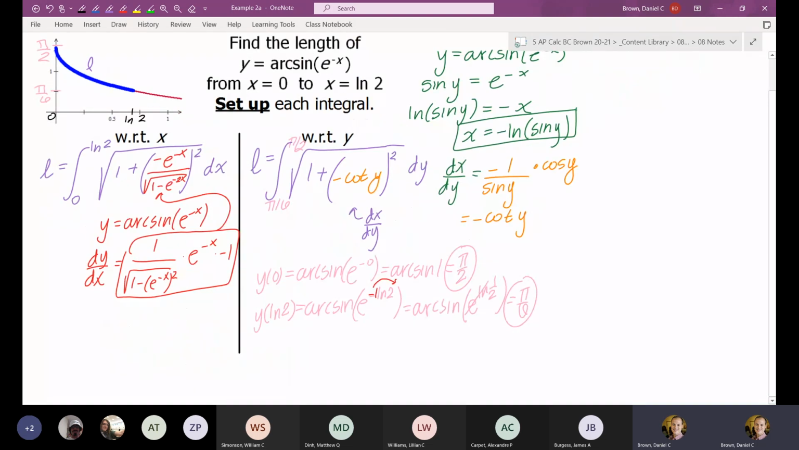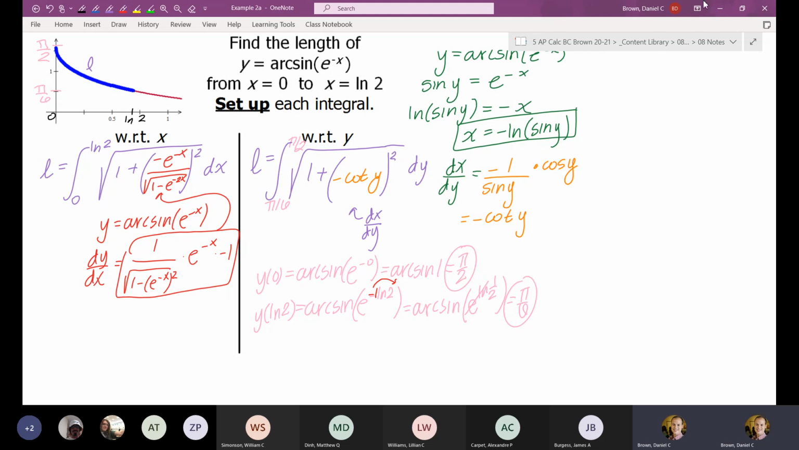Again, it took a while to get to that setup, but hopefully that shows you the stuff we need to go through, and it also reviews some good log rules and exponent rules and things like that. Questions on how I set that up though?